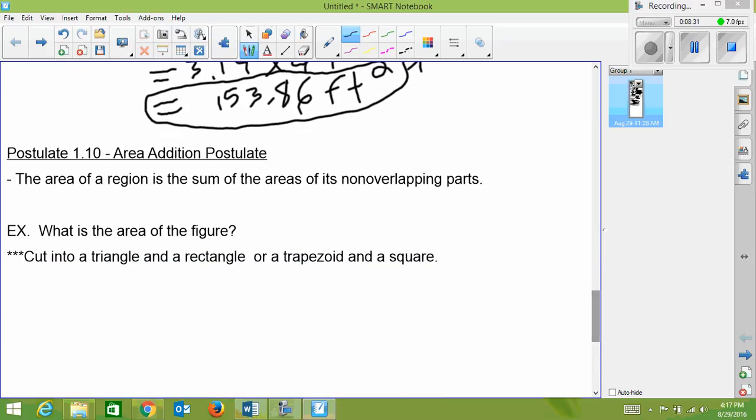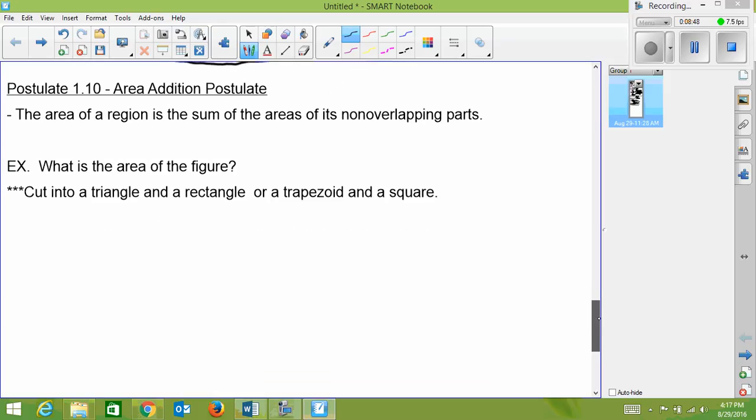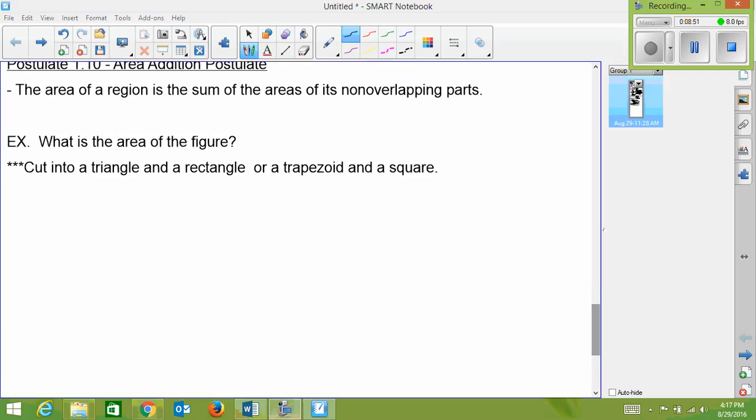The last part of this section, area addition postulate. So the area of a region is the sum of the areas of its non-overlapping parts. So there will be some figures that you're going to have to cut apart and find the area separately and then add it back together. This is one of them. And I need to draw the figure here.